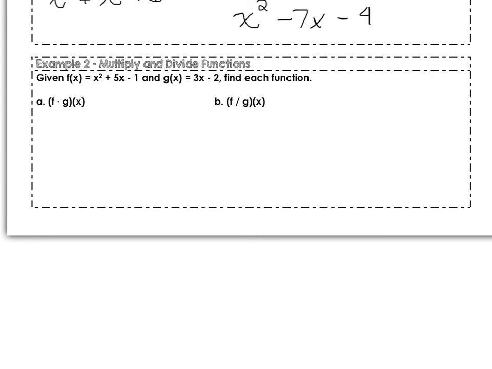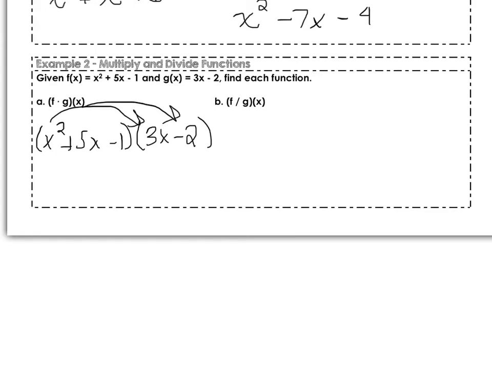Looking at example 2, now we're going to be multiplying and dividing functions. So multiplication, you can approach it a couple different ways. If you like the box method, you can use the box method. If you like the vertical method, you can use the vertical method. Otherwise, you can just stick to the old traditional distribution ideas. So f times g, I'm going to have my entire quantity x squared plus 5x minus 1, and I'm going to multiply it by the entire quantity of 3x minus 2.